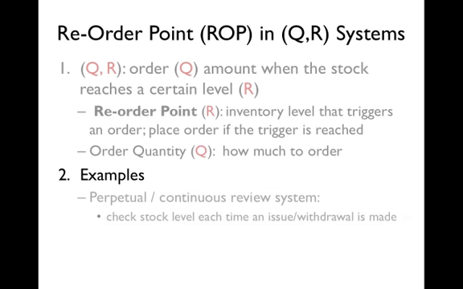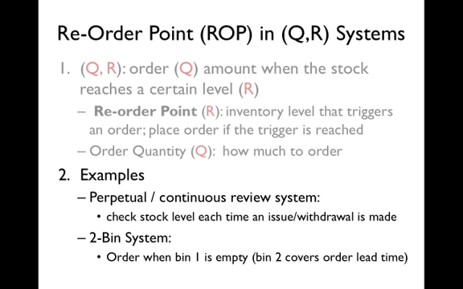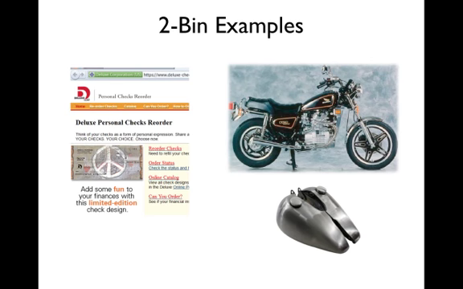What does that look like? In perpetual systems, every time a review is made, we check. And then in the two-bin system, you place an order when bin 1 is empty, and bin 2 will cover your lead time. Here are a couple of examples of a two-bin system.